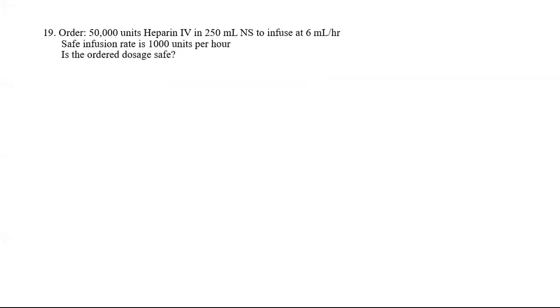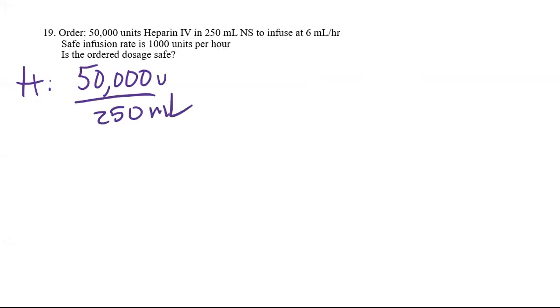And so here we go. This is the second to the last one. We're going to see what we have here. It's going to be 50,000 units of heparin in 250 milliliters of normal saline. We're infusing it at 6 mLs per hour. We want to know if the infusion rate is safe, where the safe rate is 1,000 units per hour.